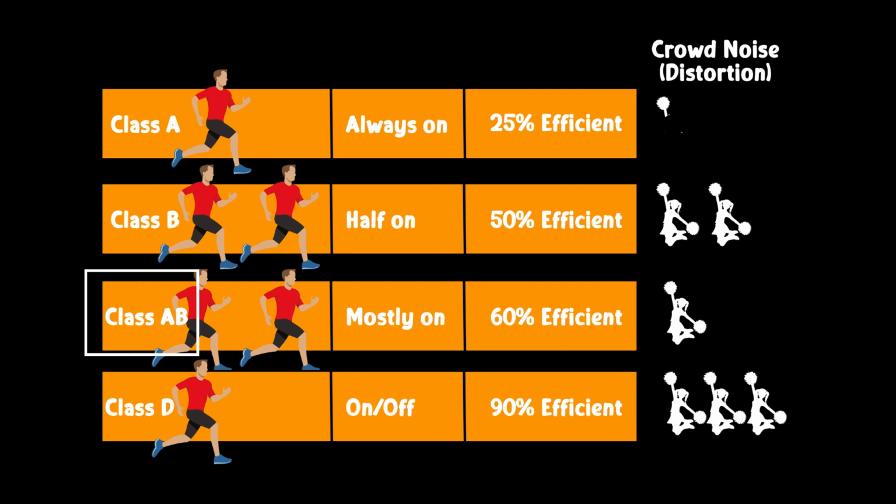Last, the guy in the Class D lane, he stops and starts constantly. He uses way less energy, but there's more chance of distortion. He hears the crowd loud and clear when he's not sprinting. So to reduce that crowd noise, he has to filter it out, so he wears headphones.